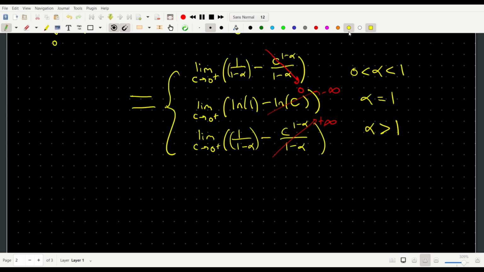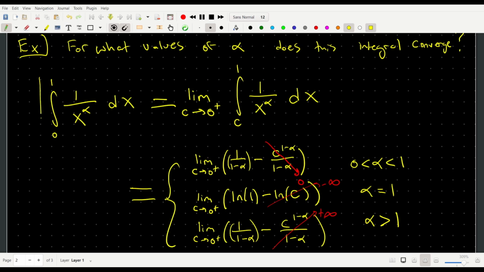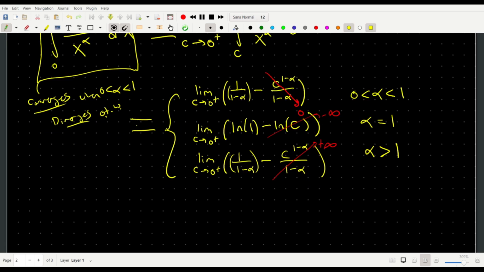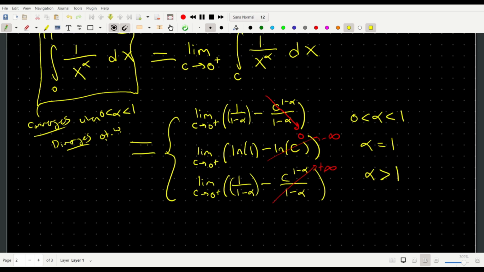So the main result here is that this integral, 1 over x to the alpha, from 0 to 1, converges when alpha is between 0 and 1, and diverges otherwise. This means if you were to write down something like, say, the integral from 0 to 1 of 1 over x to the pi, you could immediately say, using this theorem, that this diverges.